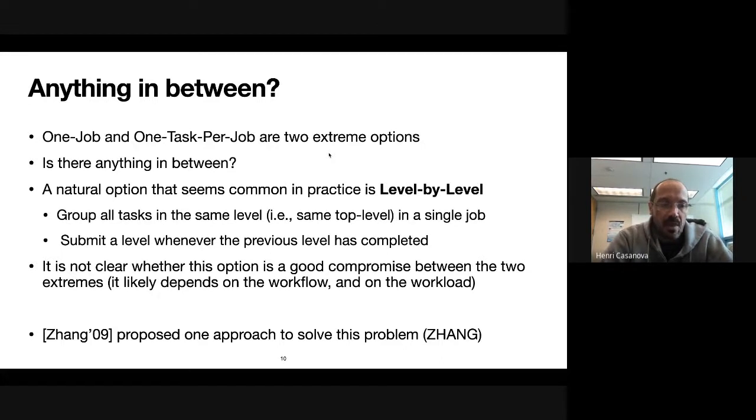As far as we know, the only previous work that has tried to answer this question, is there anything between those two extremes, is a paper from 2009 by Zhang, and they don't name the algorithm, so I'm just going to call it Zhang.